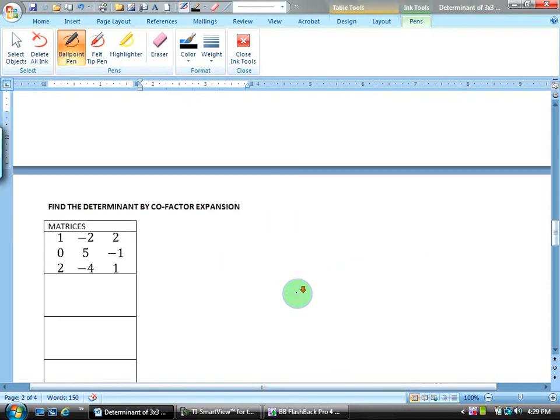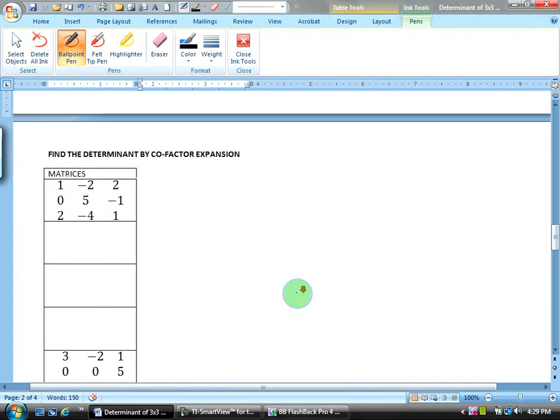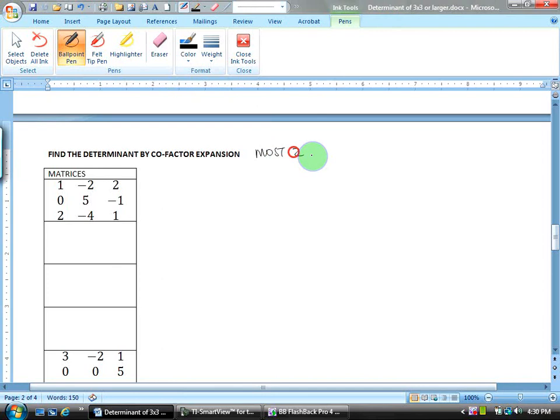The third method now is cofactor expansion. It is not the student's favorite, it is the book's favorite. So let's see how it works. First, we select a row or a column that has the most zeros. So we're looking for the most zeros, okay? Because that way I work less and therefore I make fewer mistakes.